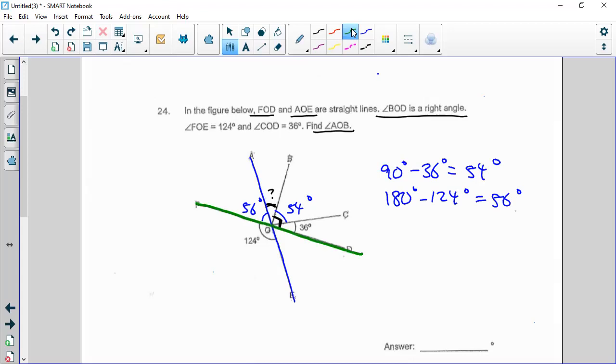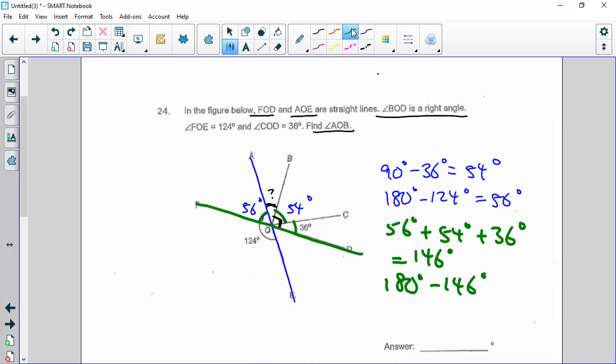So what do you do? You add 56 plus 36 plus 54. Add all these angles together. So 56 plus 54 plus 36. You add them together, you will get how many? You will get 146. Okay, and then what do you do next? To find the question mark, you take 180 and you minus 146, and you will get 34 degrees. So the question mark here is 34 degrees. So did you get the answer correct? Yep.